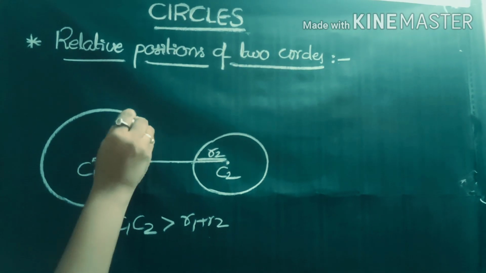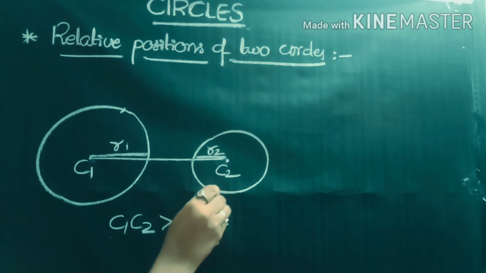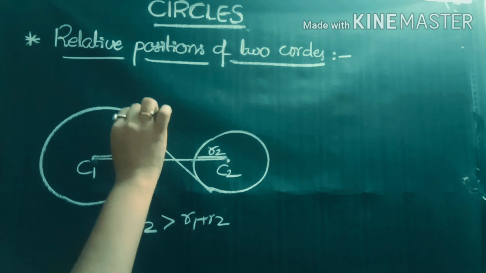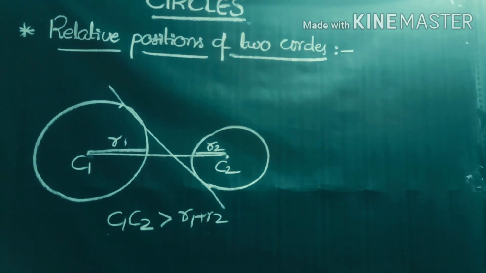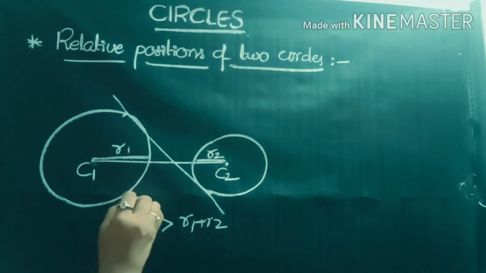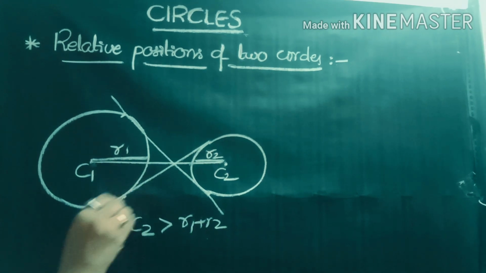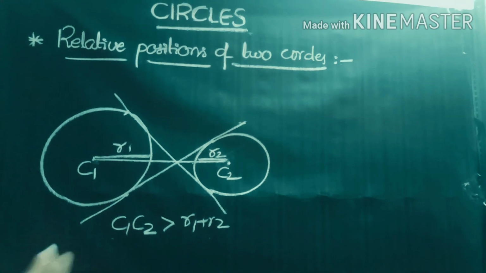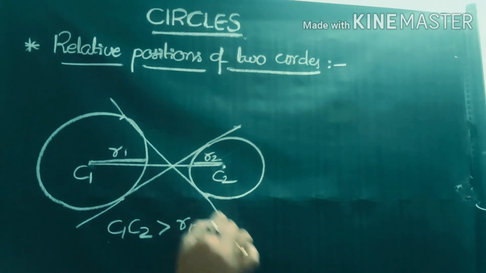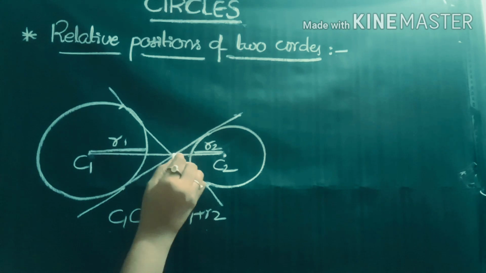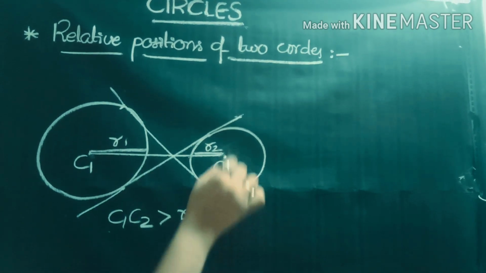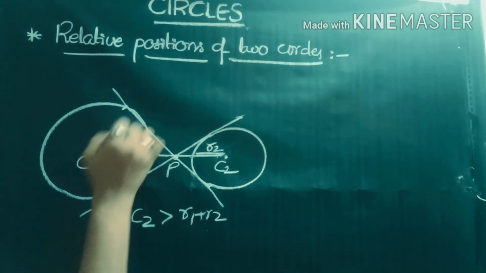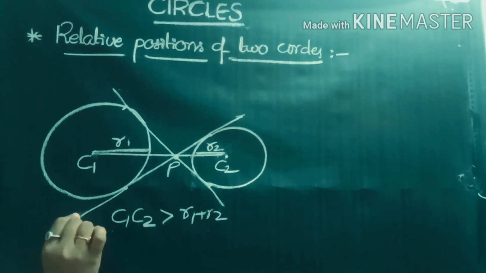Now in this case, we are taking the common tangents to both of the circles also. This is the first common tangent, the tangent which is common to both of the circles, and this is the second common tangent. This is a tangent to the first circle and tangent to the second circle. So this is a common tangent to both of the circles. These two tangents are called the transverse common tangents. The two tangents which intersect at a point on the line C1C2 are called the transverse common tangents.